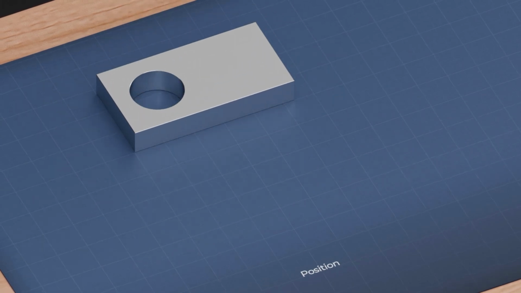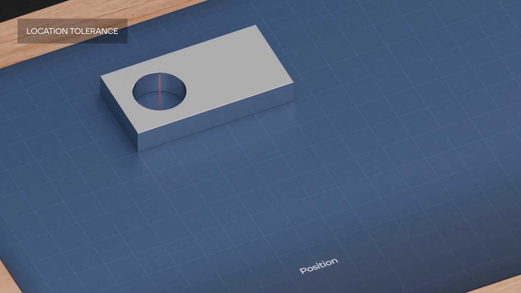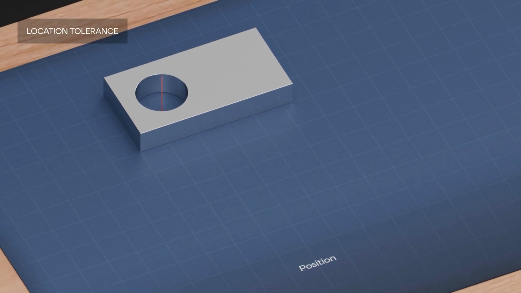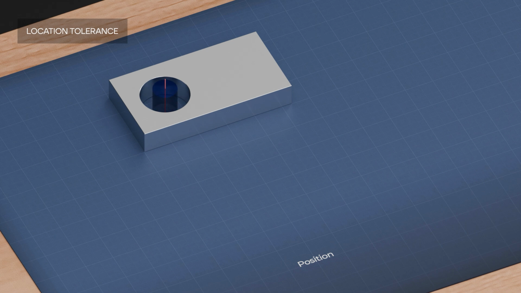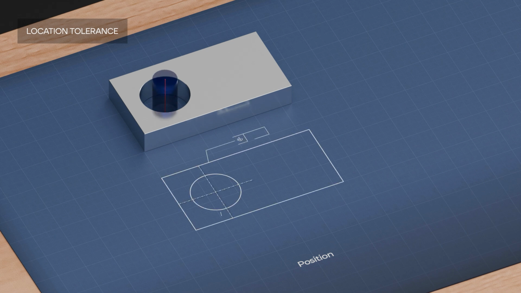Position specifies that the tolerated feature should lie in a tolerance zone which has a certain location in the part with respect to other features. Position needs a datum and theoretical dimensions. So this specification means that the tolerated centerline of the hole should lie inside a tolerance zone, which is a circle with diameter of 0.1. The position of the centerline of this circle lies in a distance of 10 to datum A and 10 to datum B.